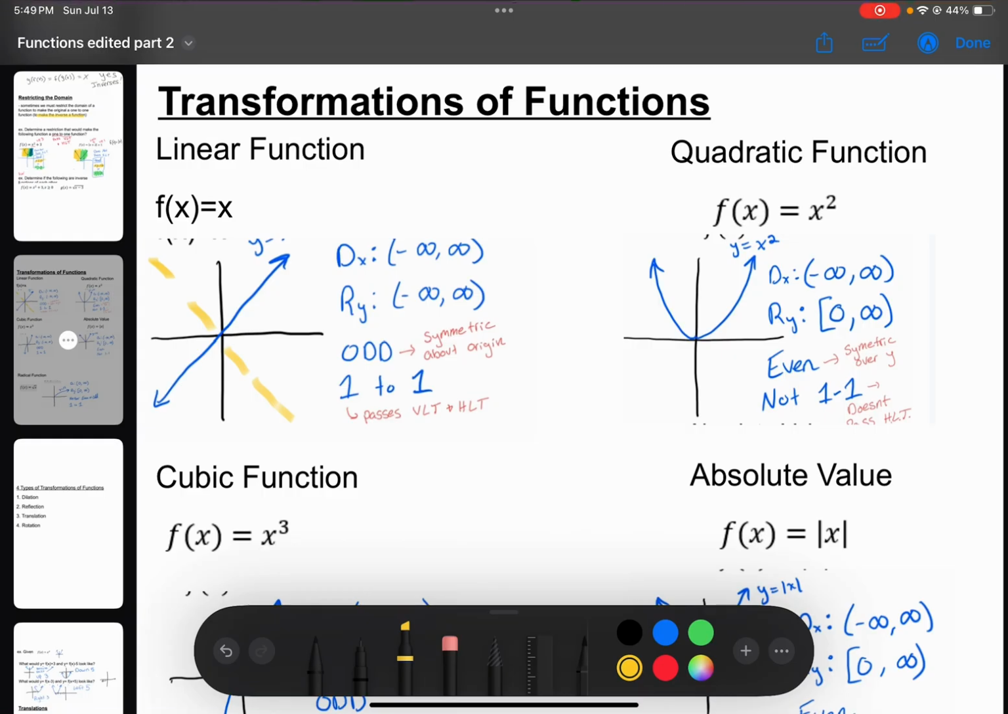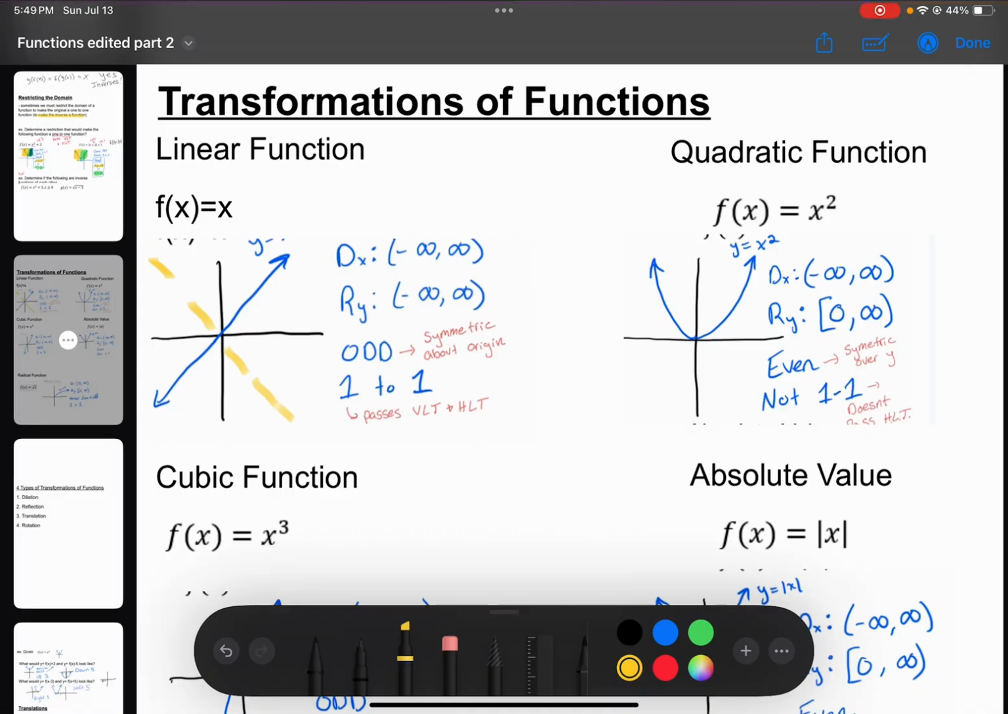It's also 1-to-1 because it passes the vertical line test and the horizontal line test. If we drew any sort of vertical or horizontal line, it would only hit the function once, no matter where we drew it. Okay, next up is the quadratic function, another type of parent function, y equals x squared.